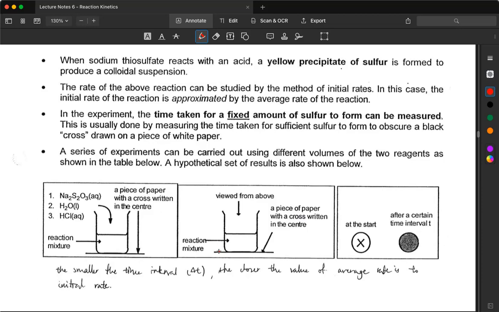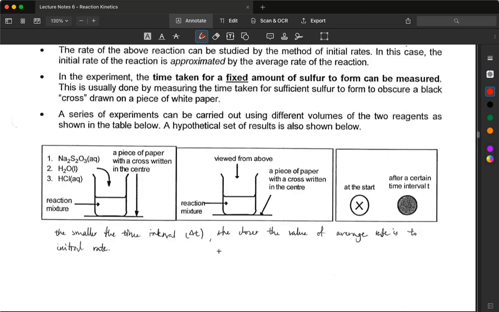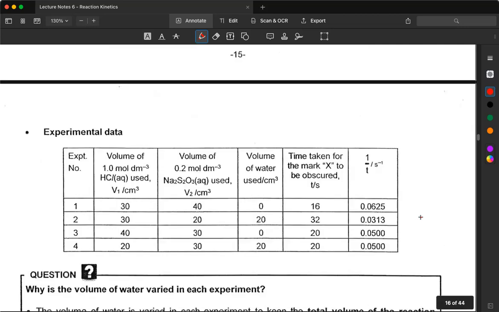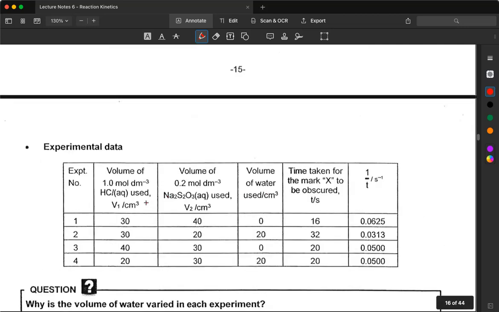Once the cross is obscured by the formation of the precipitate, then we can stop the time and measure the time taken for this fixed amount of sulfur. So we assume that to obscure the cross, it requires a certain amount of sulfur to obscure it. And we can measure the rate of reaction from there. Now, this is experiment data. So we have the volume of the respective reagent as well as water and the time taken.